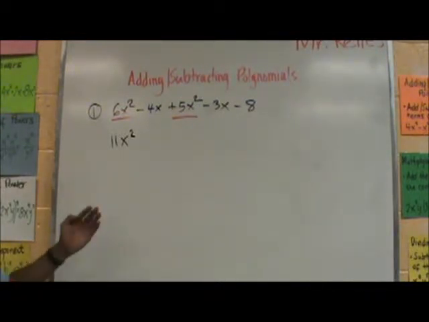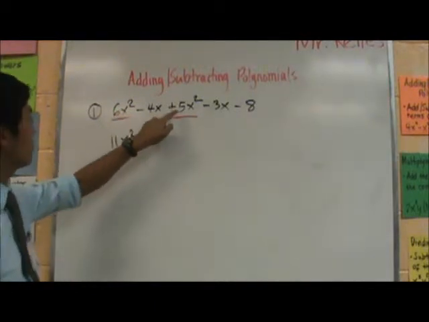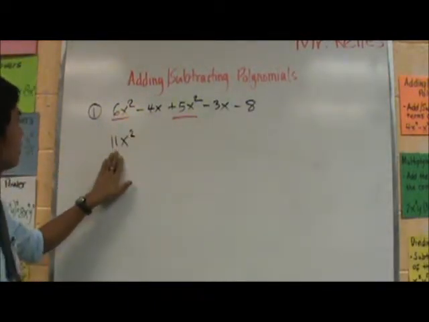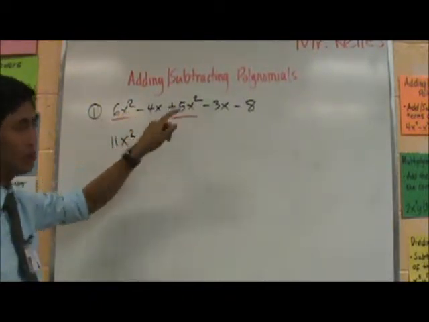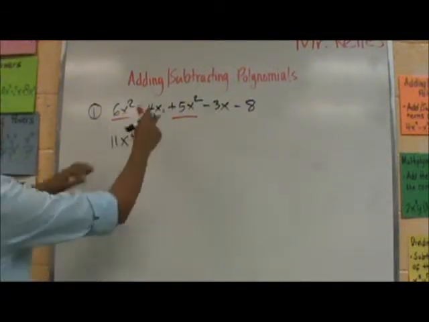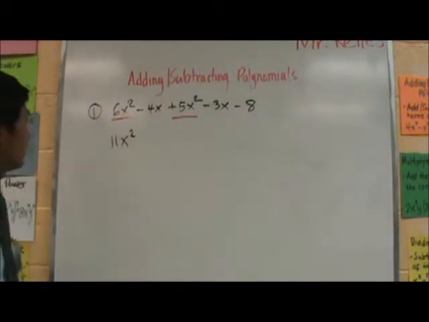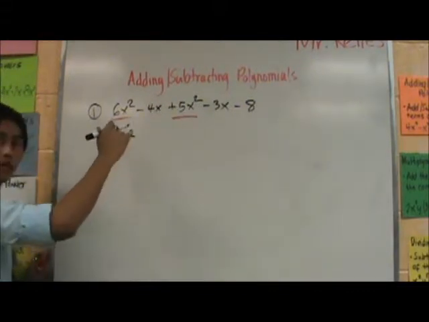Now, in adding and subtracting polynomials, you just have to add the numerical coefficients, or combine them, but just copy the common variable. You do not add the exponents. You only add the exponents when you multiply. So here we're adding, so we're just going to copy the common variable and common exponent.